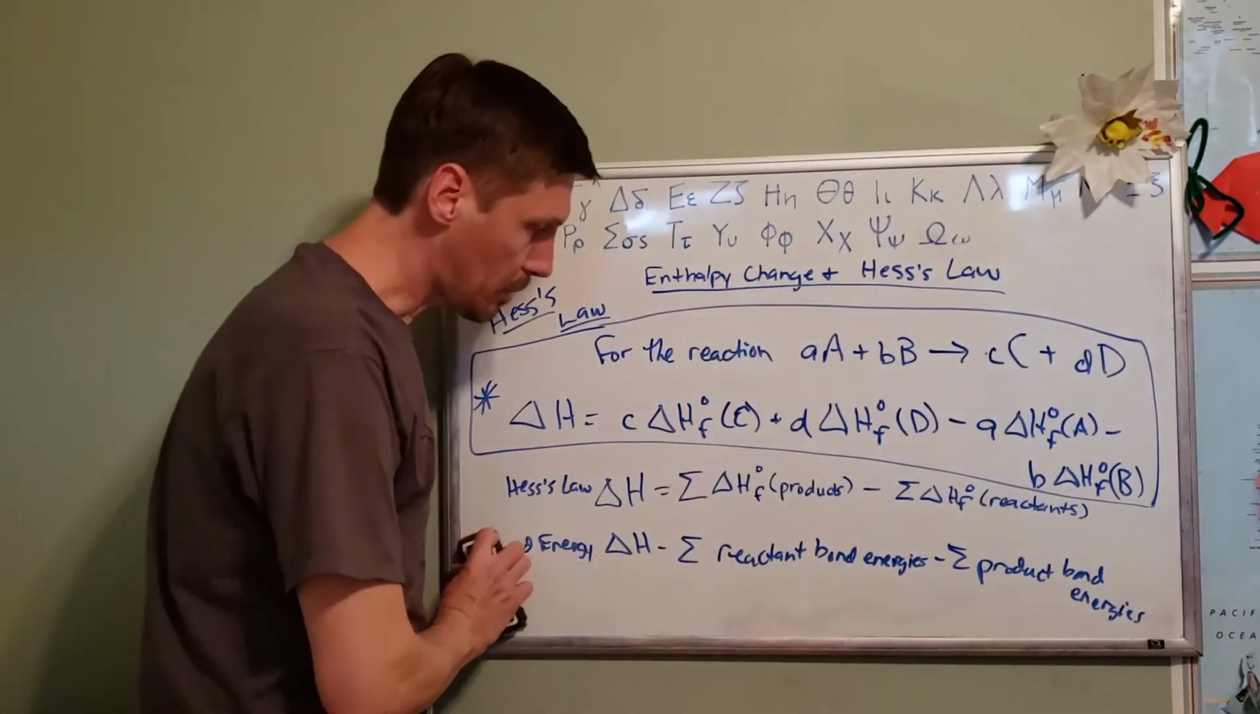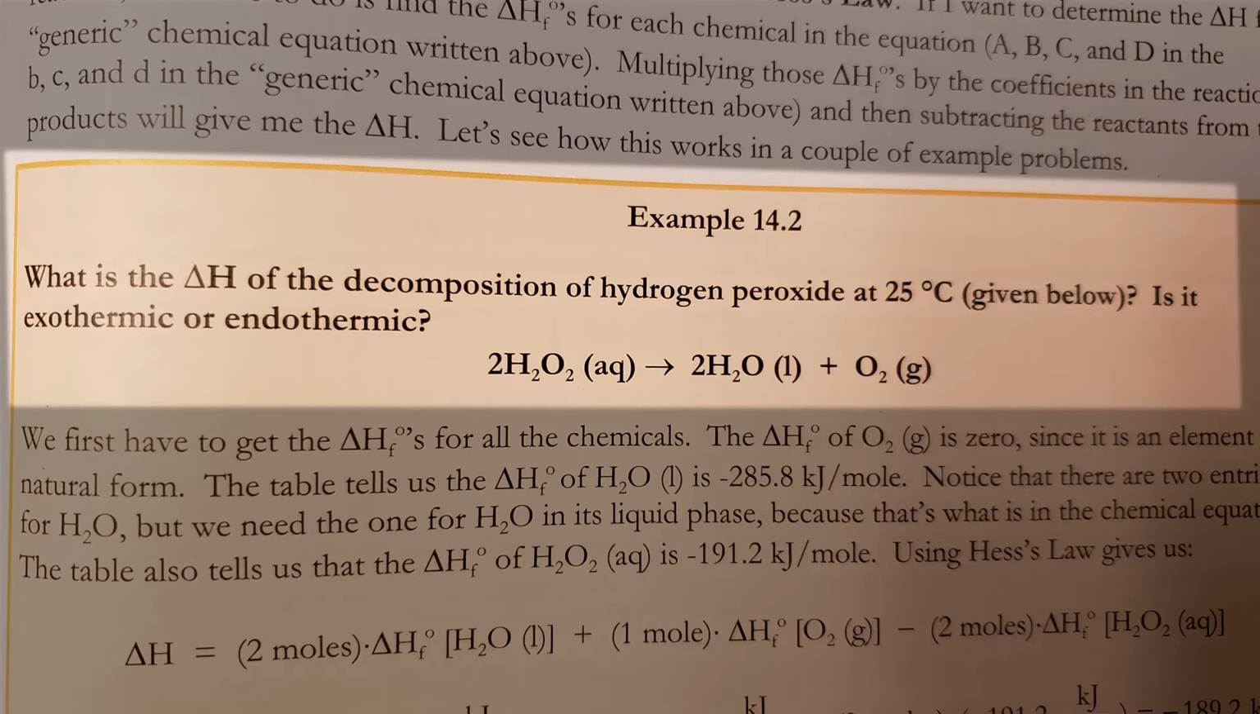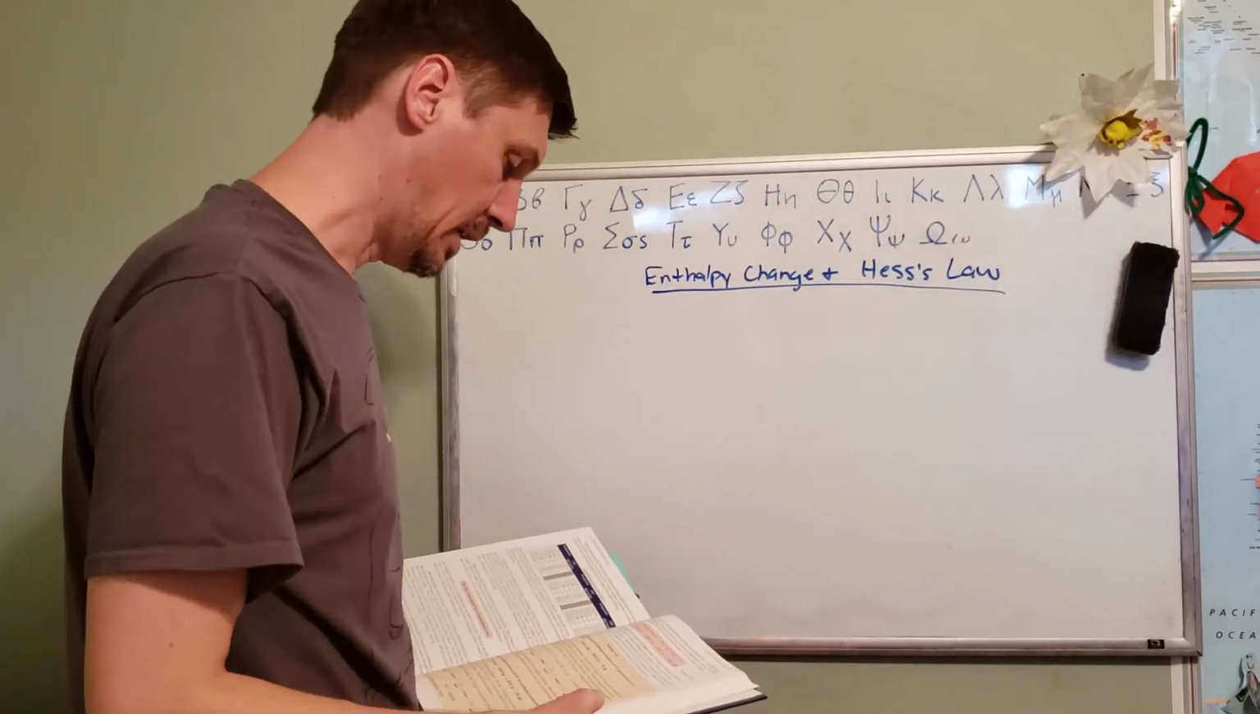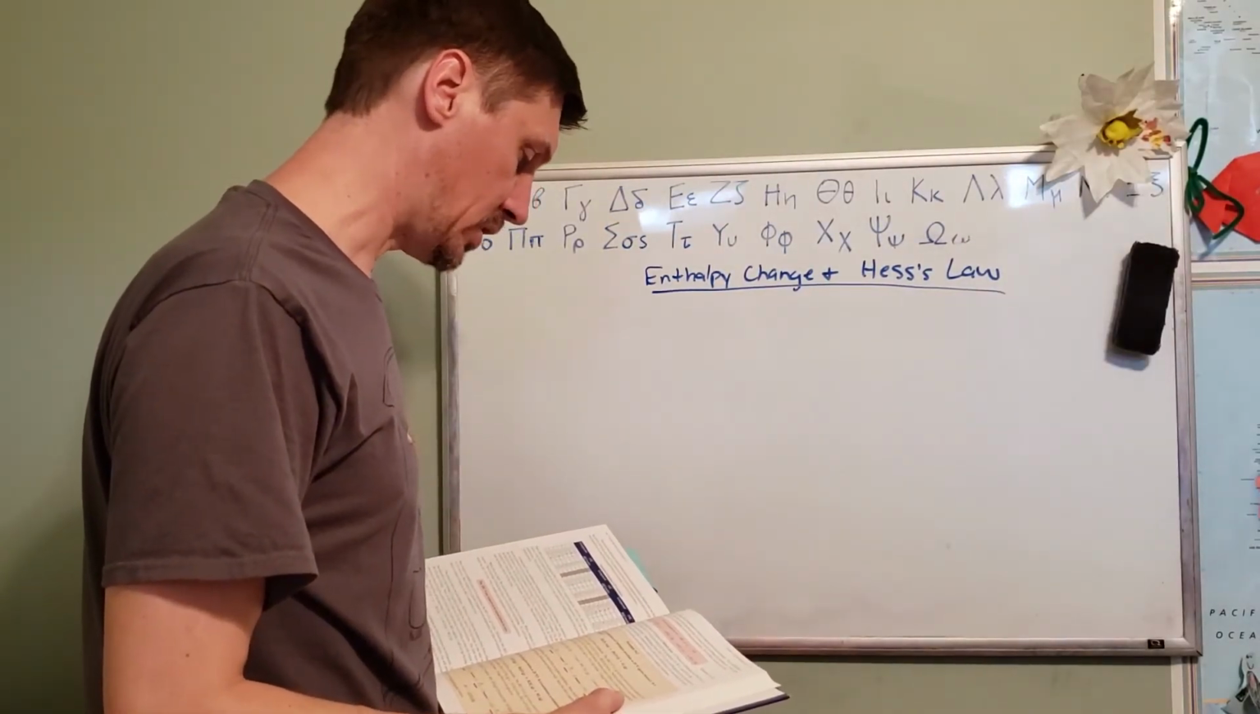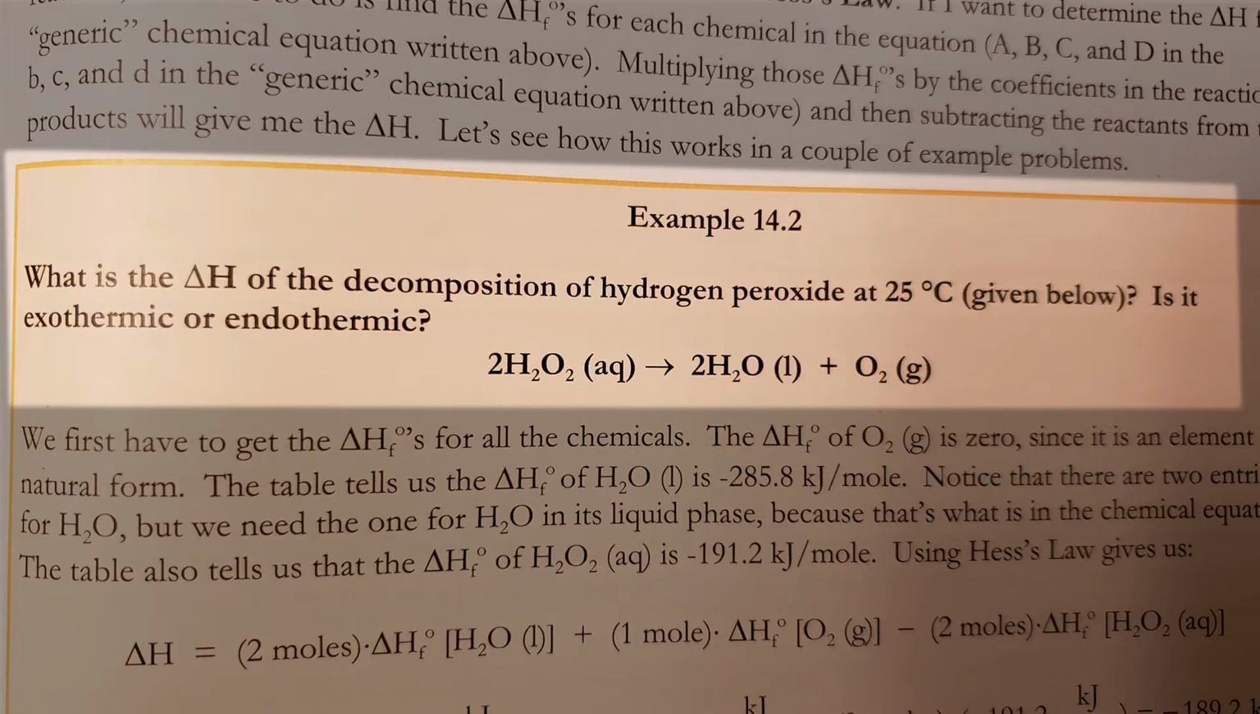So let's actually do a couple of problems. We'll do the ones on page 425, example 14.2. It says, what is the change in H of the decomposition of hydrogen peroxide at 25 degrees Celsius? That just means we can use our values of the change in enthalpy of formation in our table there. So what's the change in H, and is the reaction exothermic or endothermic?